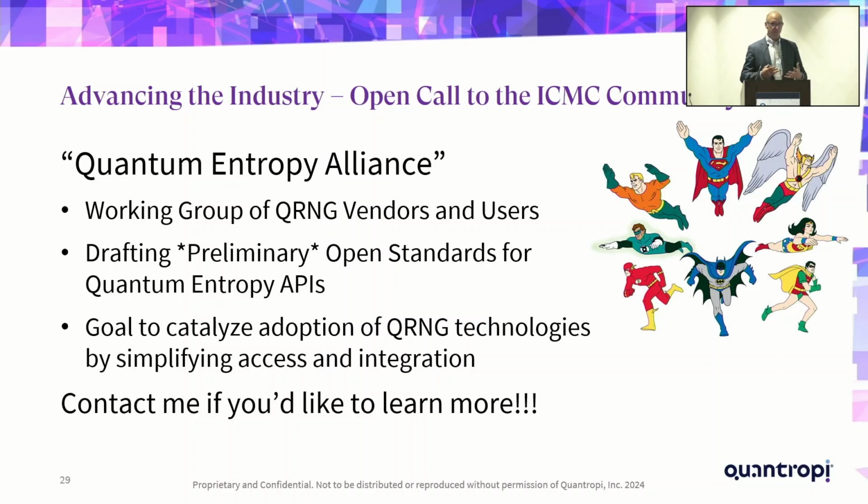And the differentiation between products shouldn't be their API, it should be their core capabilities. And so, in quotes, the working title, which may stick or may get changed to something cooler, is the Quantum Entropy Alliance. This kind of informal group of folks has already started talking about how we can make a universal API along the lines of ETSI 14.